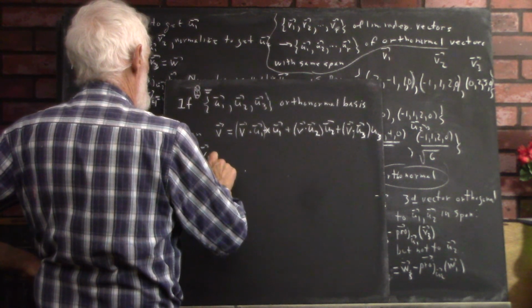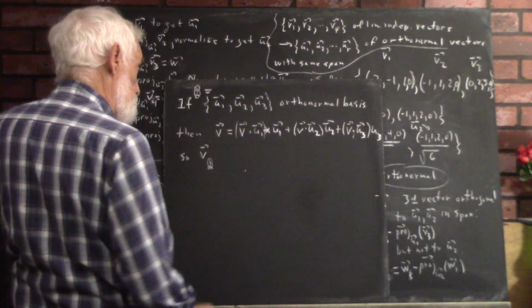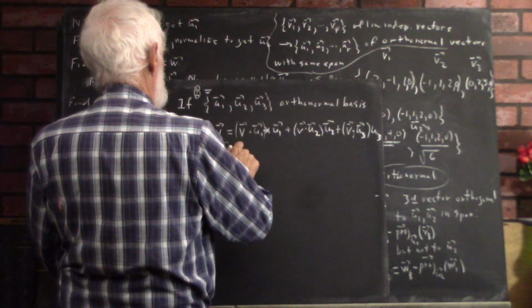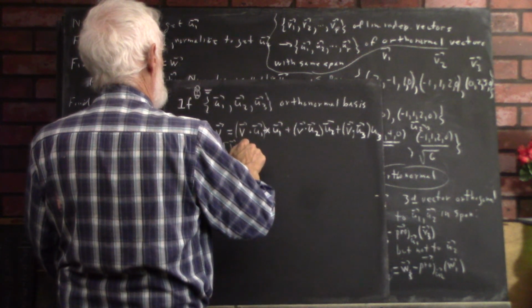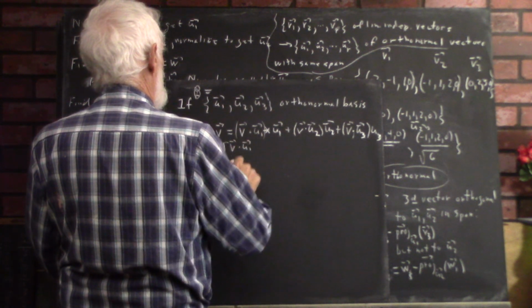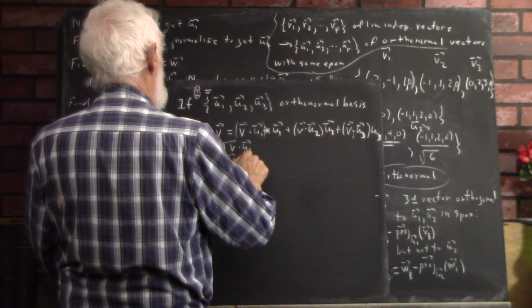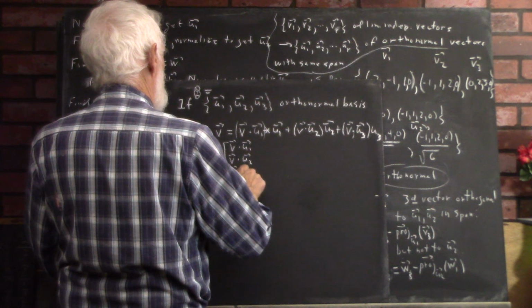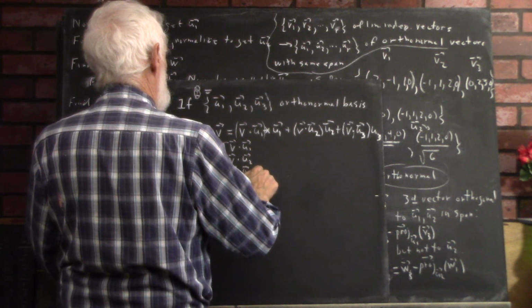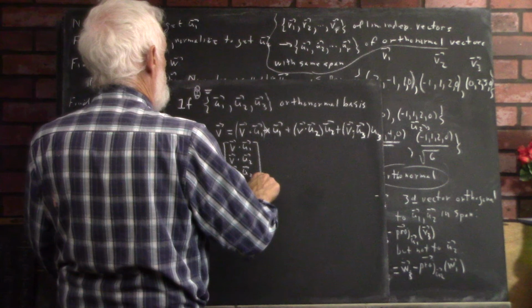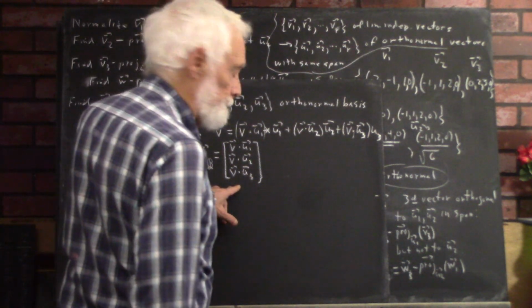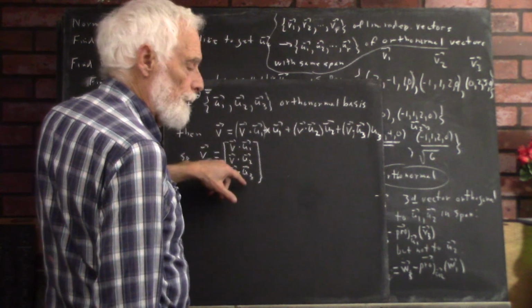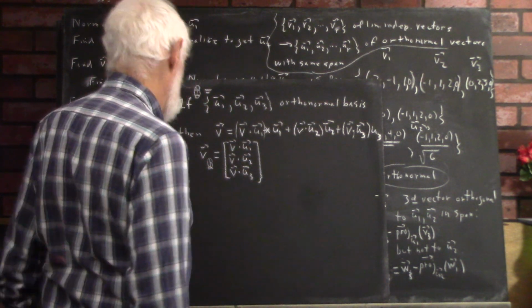V relative to the basis B equals V dot U1, V dot U2, V dot U3 in a column. These are the components of V with respect to your orthonormal basis.